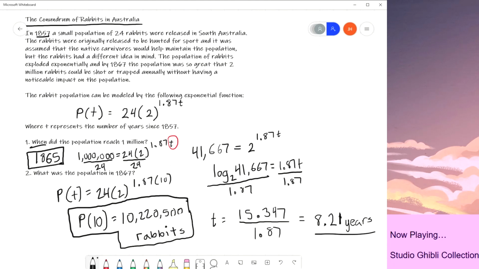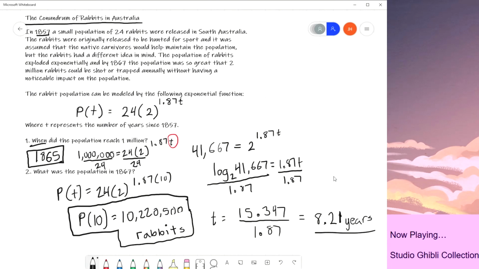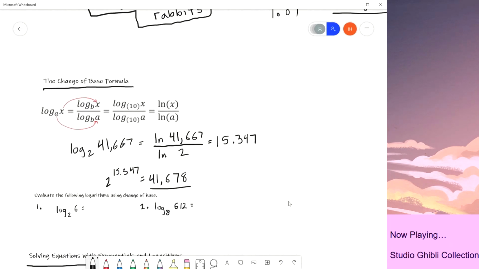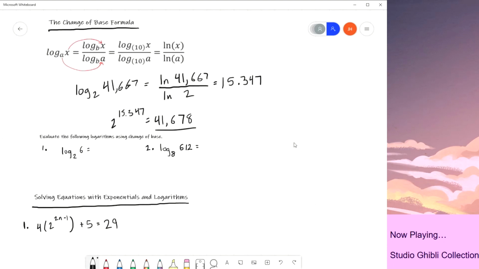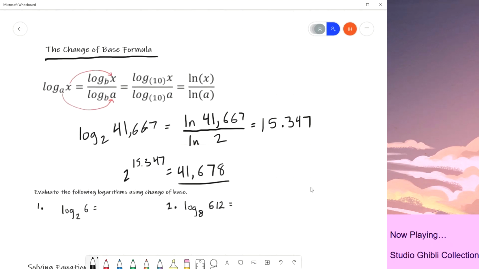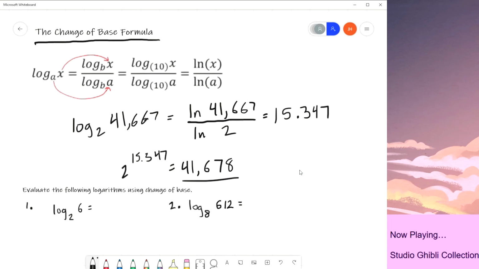And so here we have used logarithms in order to solve an exponential modeling problem. Pretty cool, yeah? What I wanted to do for this first part of the videos, before we move on to our next section, is do a little bit more practice with the change of base formula. So, for example, let's say that we wanted to evaluate the following logs: log base 2 of 6 and log base 8 of 612.